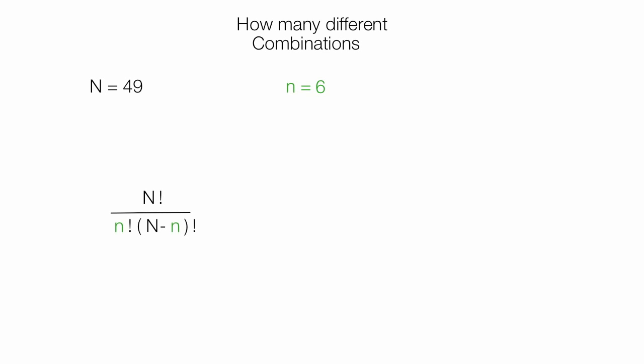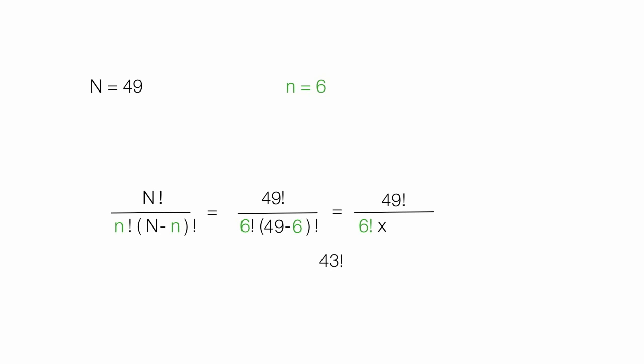So this is my standard equation. I'm going to just plug and chug. So I take 49 factorial divided by 6, the green 6, factorial, and then I take 49 minus 6, close the parentheses, and a factorial sign. And this simplifies to 49 factorial divided by 6 factorial, and I have 49 minus 6, which is 43. I bring down the factorial sign, and I multiply that times the 6 factorial.